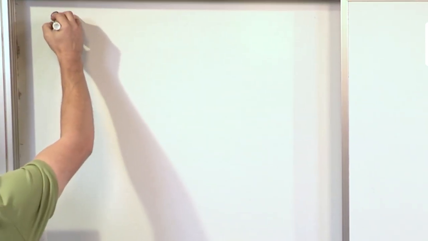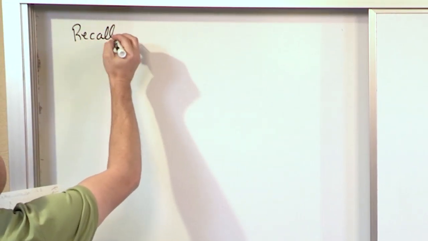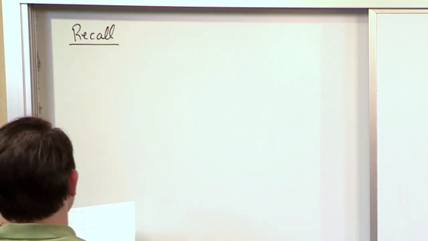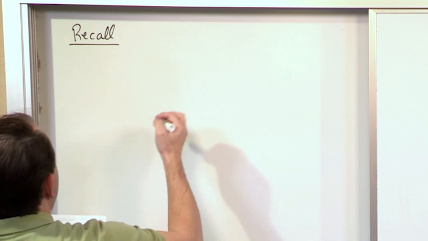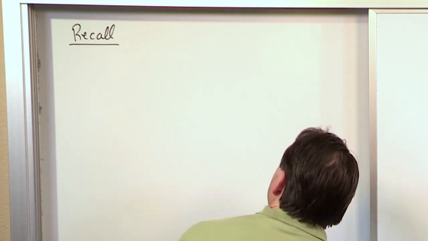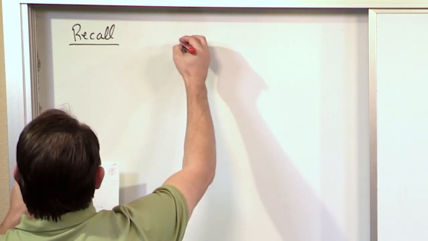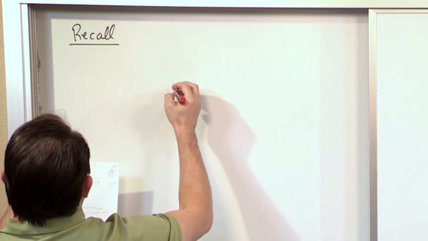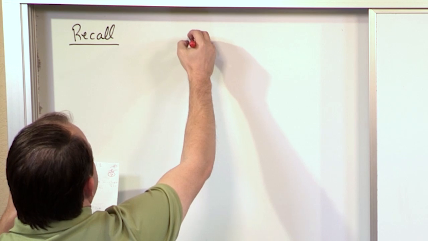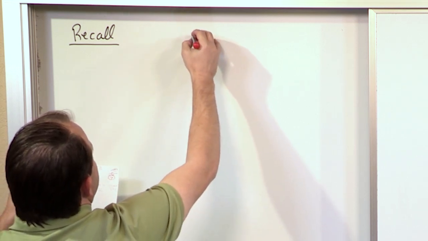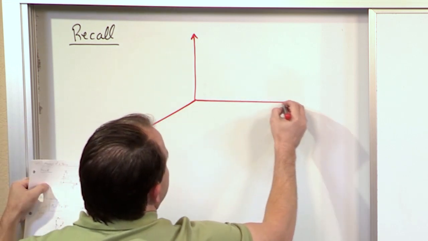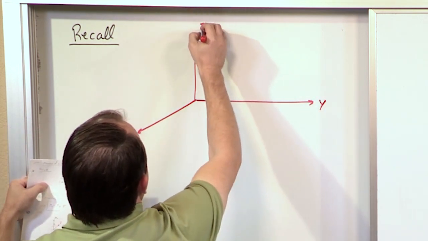To get you comfortable with this idea, let's recall some things we talked about in the previous lessons about moments. I'll draw a quick picture here. Let me change to red to draw the coordinate system. Here's the z direction, here's the x direction, and over this way is the y direction. So here is, of course, z.